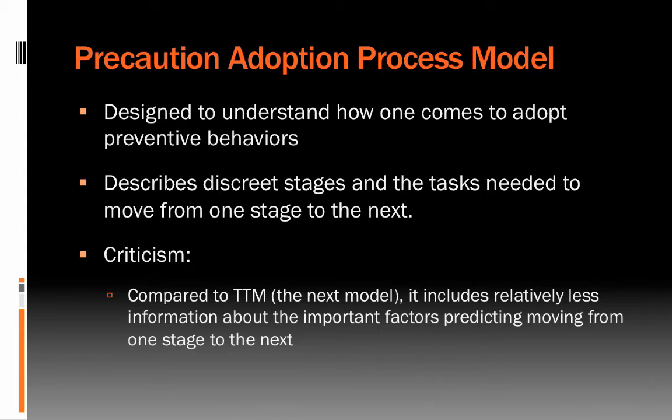One of the criticisms is that compared to the transtheoretical model, the next model we'll look at, this model includes relatively little information about the important factors that might predict how we'd move from one stage to the next. So while it's helpful to point out that those are important stages to pass through, it'd be helpful to have a little more information about exactly how does that happen. What are the critical factors or the important tasks that need to happen in order to move from one stage to the next?